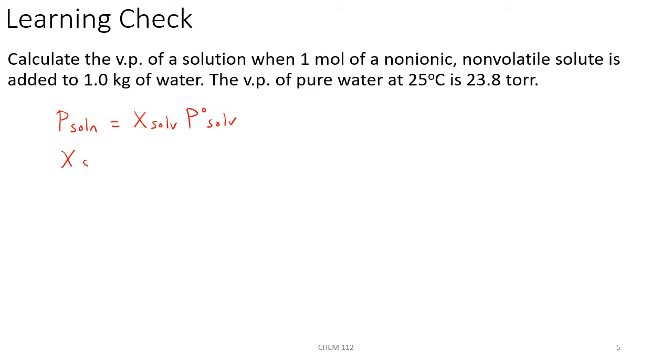First, let's calculate the mole fraction of our solvent. That's going to be equal to the moles of our solvent, which is water in this case, so moles of water, over total number of moles. We're told that we have 1 kilogram of water. So first we're going to want to convert that 1 kilogram of water into moles.